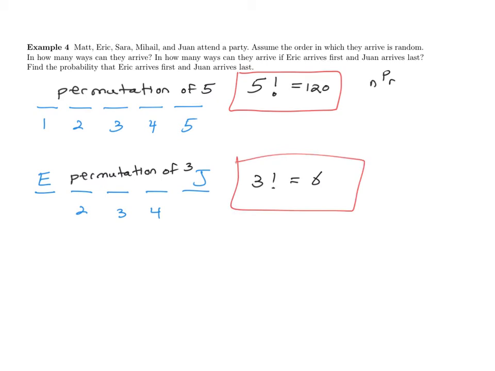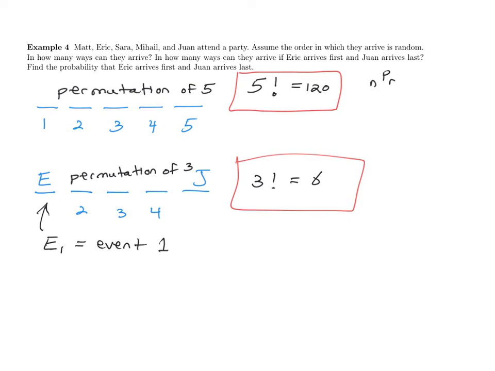So far, these are just counting principles that we saw in the previous sections, nothing yet about a probability. But now, the last part says, find the probability that Eric arrives first and Juan arrives last. So the probability that this event happens. In fact, if you want, you can call this thing here event E1. So I'll define that. This is event 1.